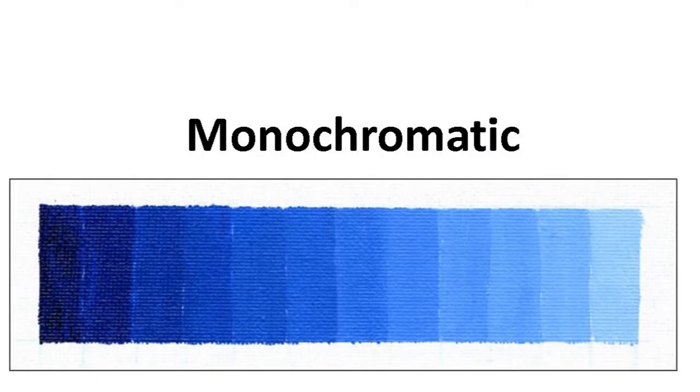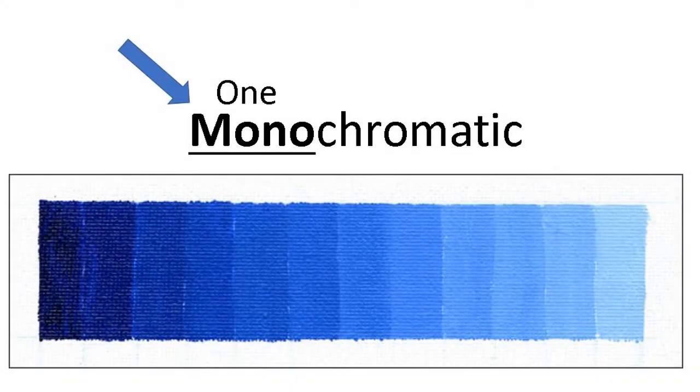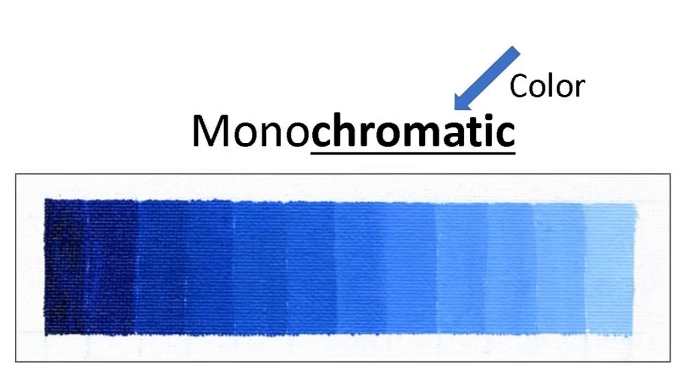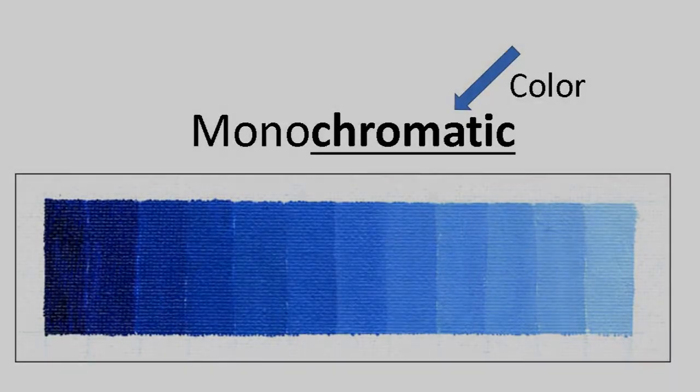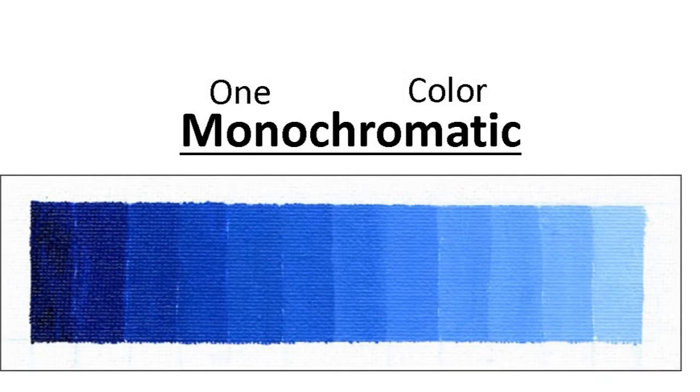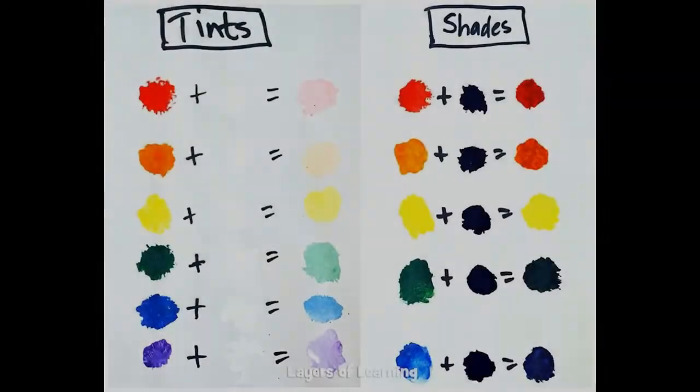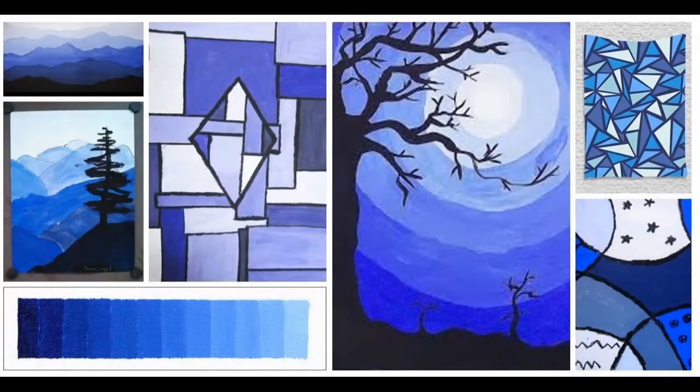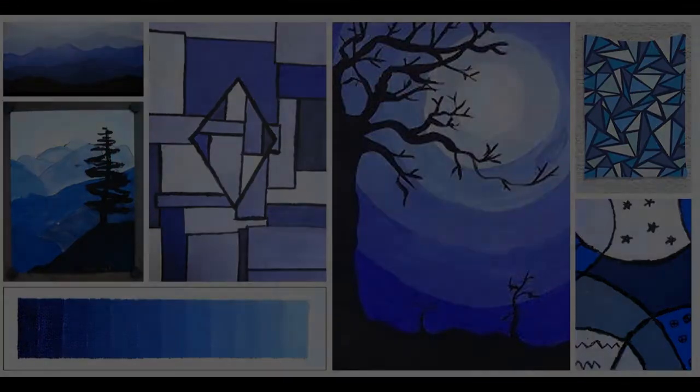The word we're going to look at is called monochromatic. Mono meaning one, and chromatic meaning color. Together, it means one color. Using tints and shades, you can create values with this one color. Here are some examples of artwork using monochromatic value scales.